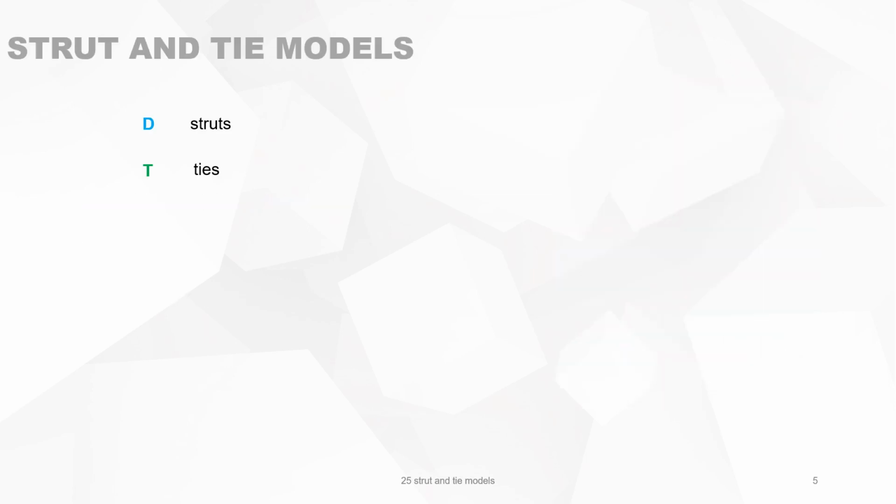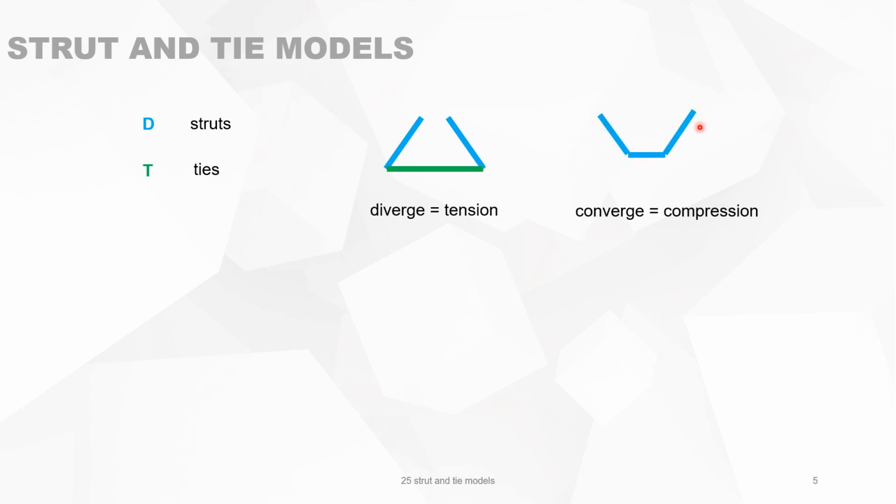Some general remarks regarding struts and ties. When you have two struts diverging, this leads to a tension tie at the bottom of the two struts. When they are converging, it leads to compression. That's a general principle.